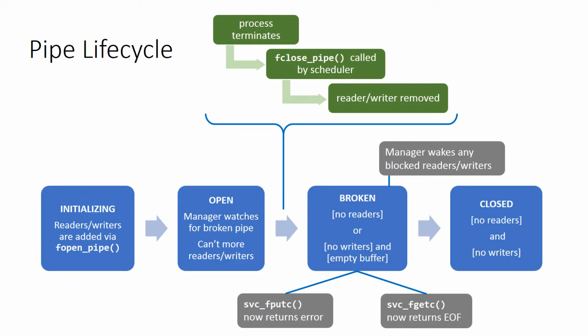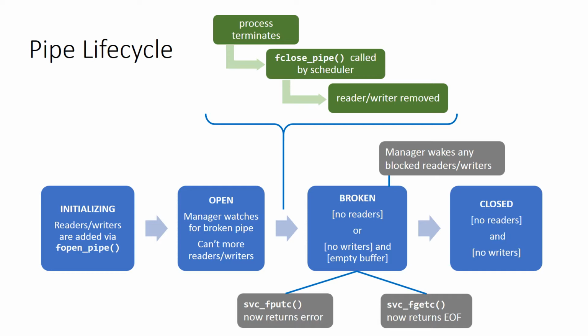Here's the life cycle of a pipe. In the initial phase, each time a pipe is passed to spawn, fopen pipe gets called, which increments either the readers or writers count on that pipe. Once the pipe manager is started, the status changes to open. At this point, readers and writers cannot be added. As each process connected to the pipe terminates, either naturally or by being killed, fclose pipe is called by the scheduler's cleanup routine. This decrements either the reader or writer count.